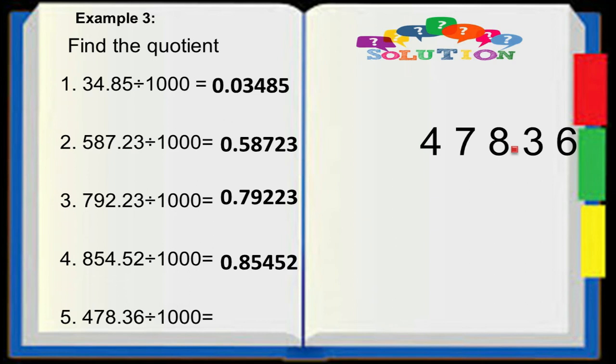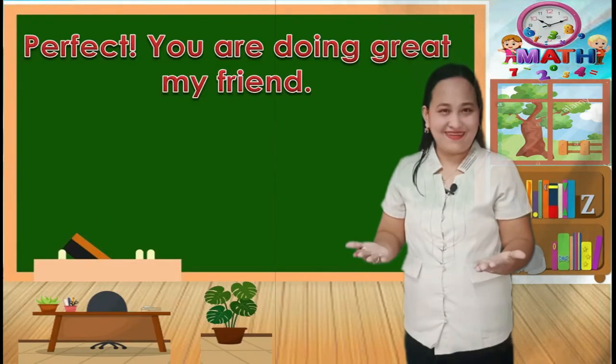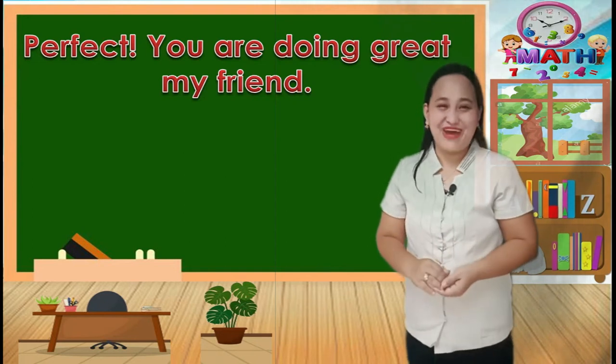For number 5, 478 and 36 hundredths divide by 1,000. Move the decimal point 3 decimal places to the left, and 1, 2, 3. Move the decimal point here, right 0. The answer is 47,836 hundredths. Perfect! You are doing great, my friend.